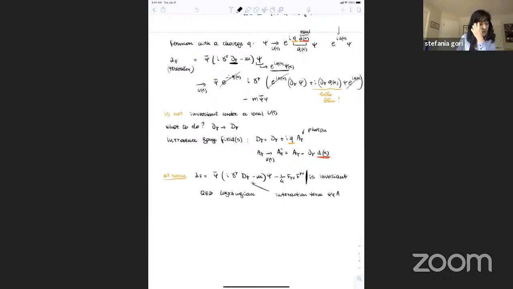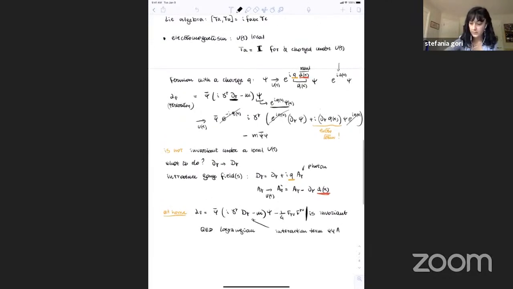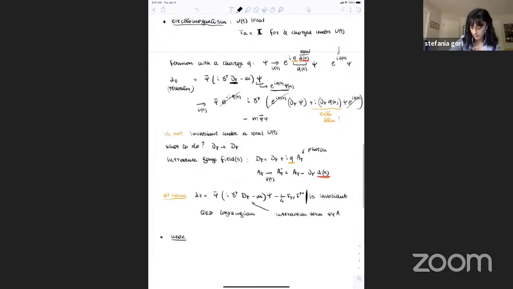Then we can generalize this to the weak interactions. So this was electromagnetism, and then we can do a similar thing for weak interactions. This will correspond to an SU2 local gauge symmetry. And then we have to play the same game, basically, just that we have to be quite more careful because this is a non-abelian gauge symmetry, meaning that the generators are not commuting.